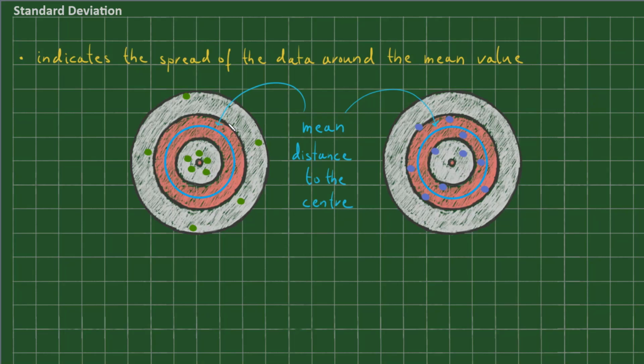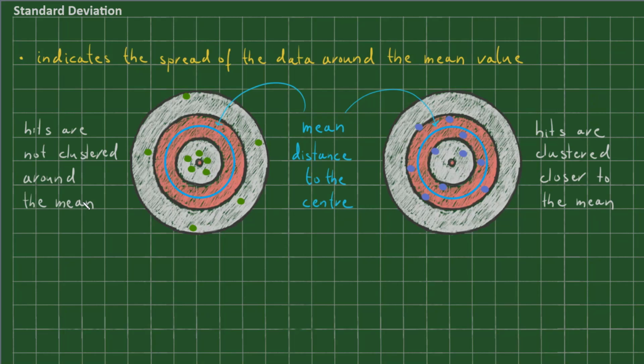In case of the target on the left, the individual green hits are further apart from the mean than is the case with the blue hits on the right target. The blue hits on the right target are clustered closer to the mean. In terms of standard deviations, we would say that the hits on the target to the right have a smaller standard deviation than the hits of the target to the left. So even though the mean might be the same, the standard deviation will not necessarily be the same.